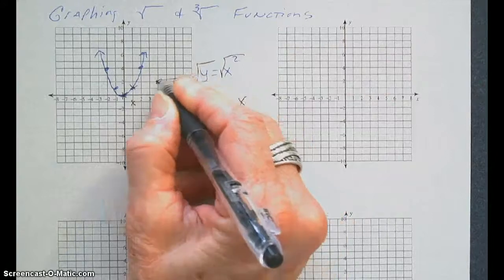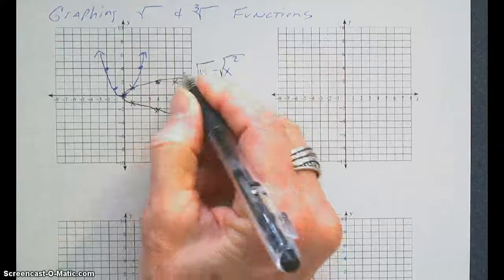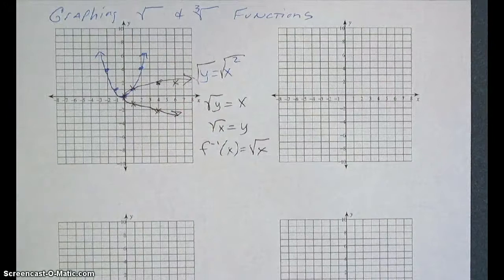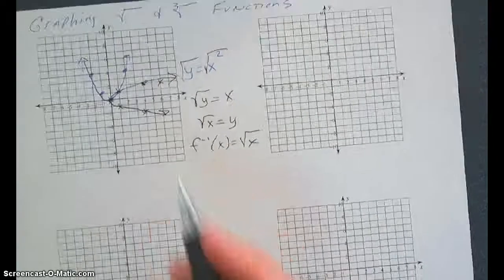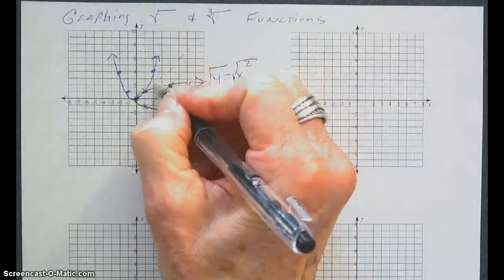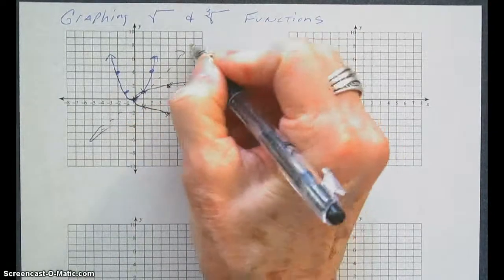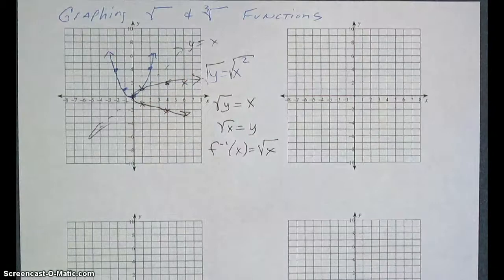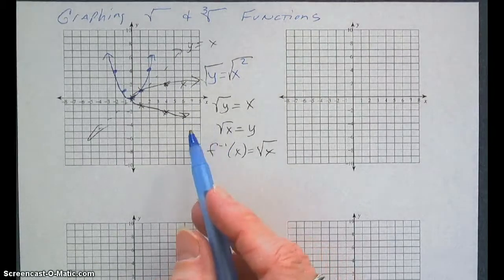So if I sketch this curve in, you might remember from Monday that inverses are the reflection about the line y equals x. So what we're going to look at today is that all square roots are going to basically have this shape.